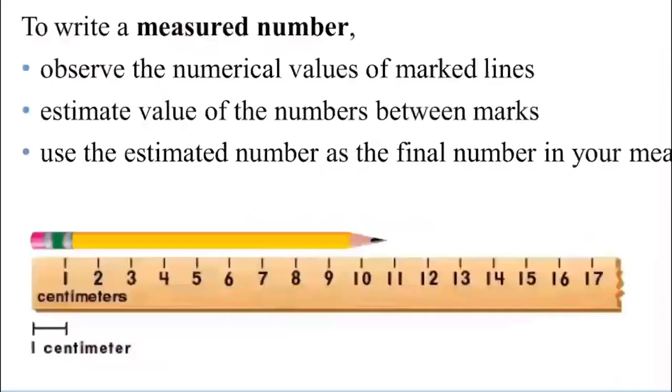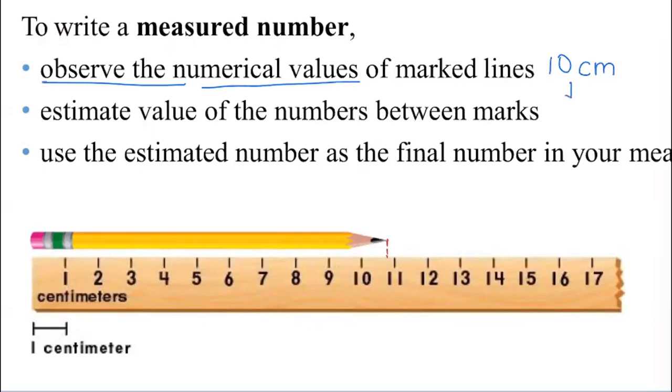Let me just do a dotted line of where this is at, okay? Based on the observed numerical values, we can see that this object is at least 10 centimeters, because the observed numerical values tell me that this object is 10 centimeters.